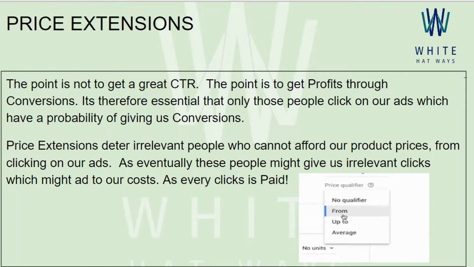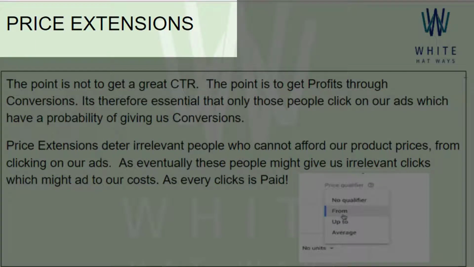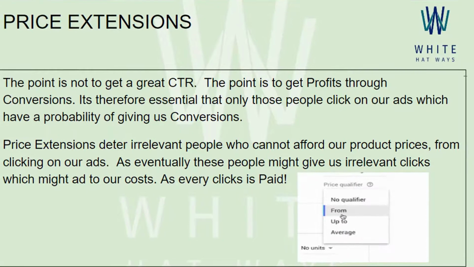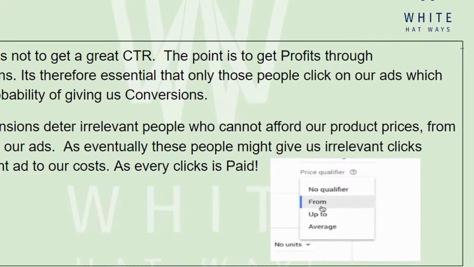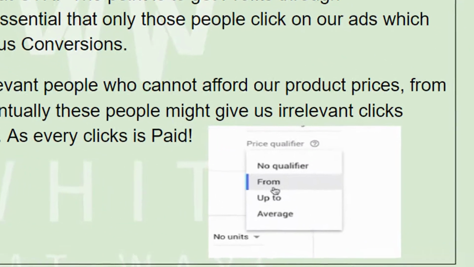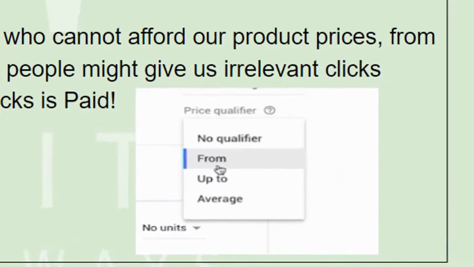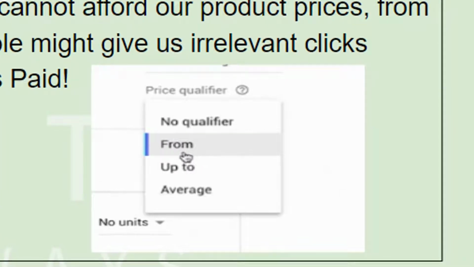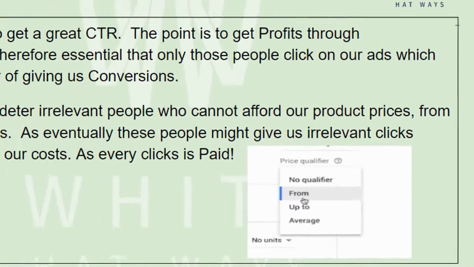In this video, we'll be learning about price extensions. The basic purpose of price extensions is to showcase the prices of various products or services which you are offering. Price extensions can have qualifiers like prices starting from this point till this point, from $10 till maybe $1,000, or it can be up till this point, or it can be in the form of averages. So this is the average price that we are offering this product for. So it could be having any of these qualifiers.